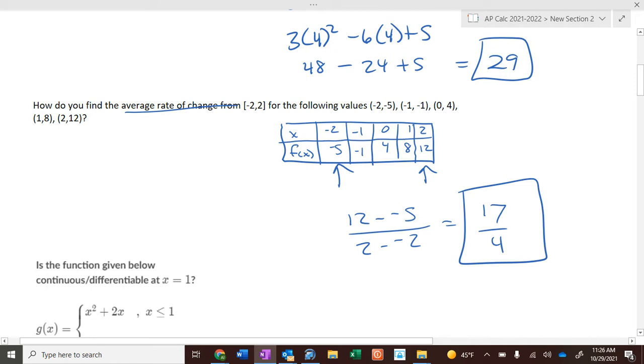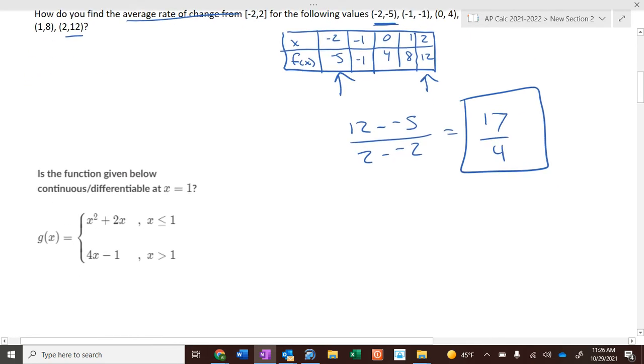So did I have to make a table? No, pretty much no. You could have just gone straight to the two endpoints at the start. But if the information is given to you in a table format, you just use the two ends.